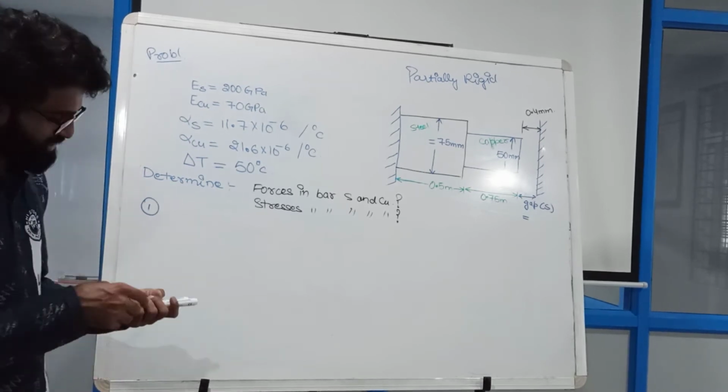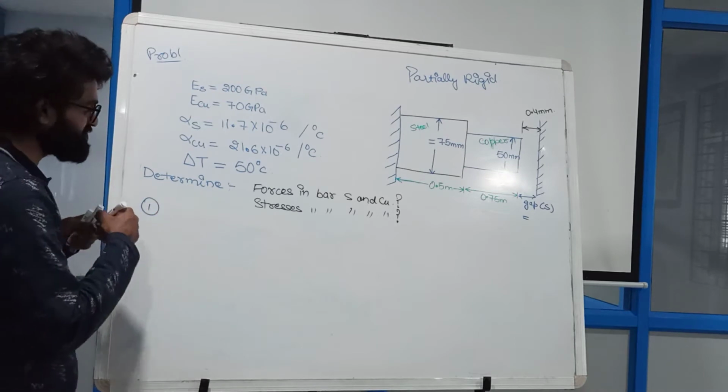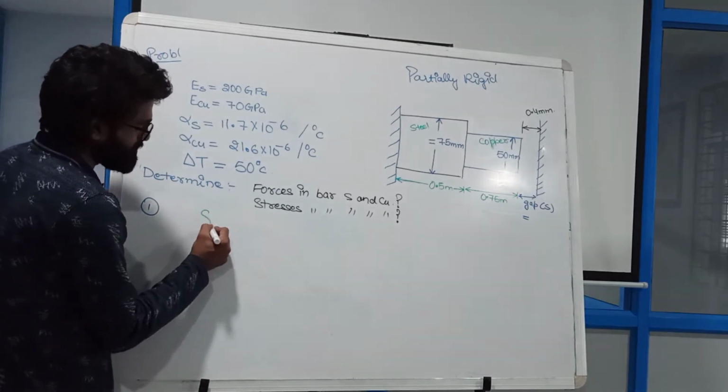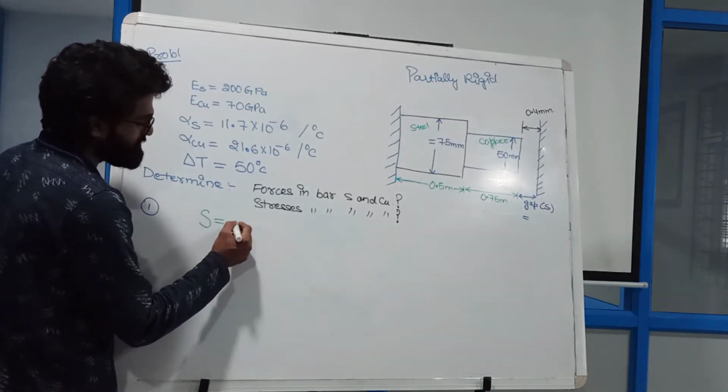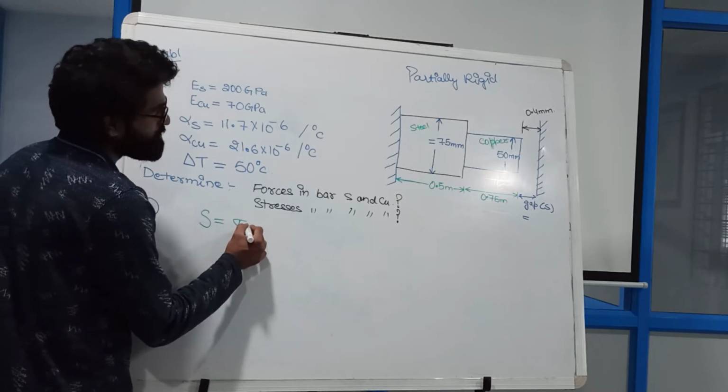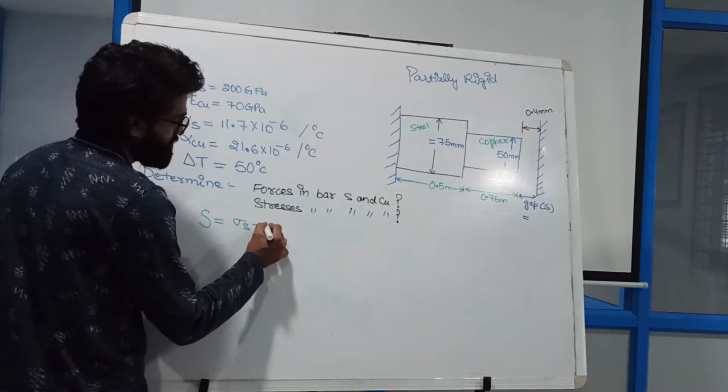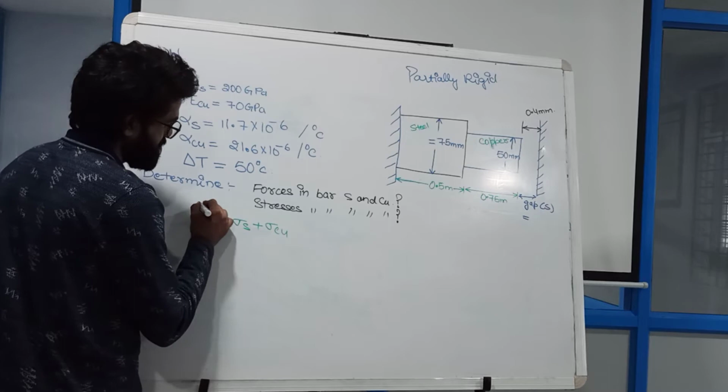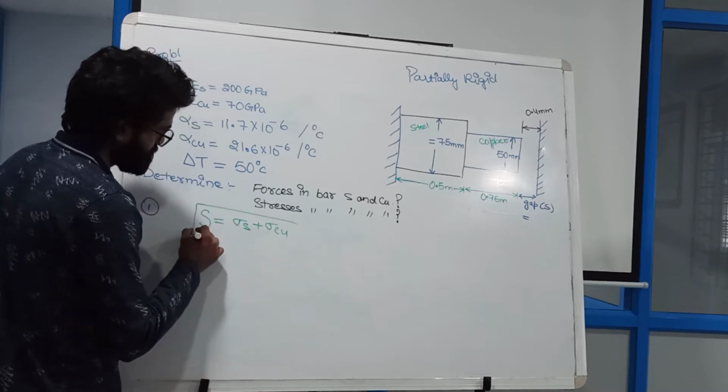So let us calculate. One thing is very clear here, that total delta is equal to how much? Delta steel plus delta copper. This is my total.